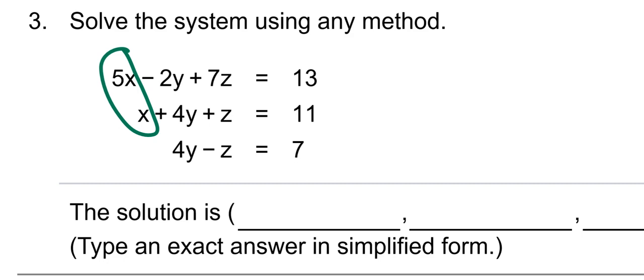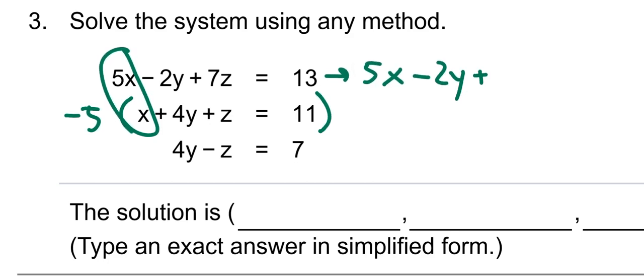The answer is in the bottom row. What is it? There is no x in the bottom row. So what should you multiply this middle equation by so that you can multiply by -5? So the top equation is going to be left alone. 5x minus 2y plus 7z.